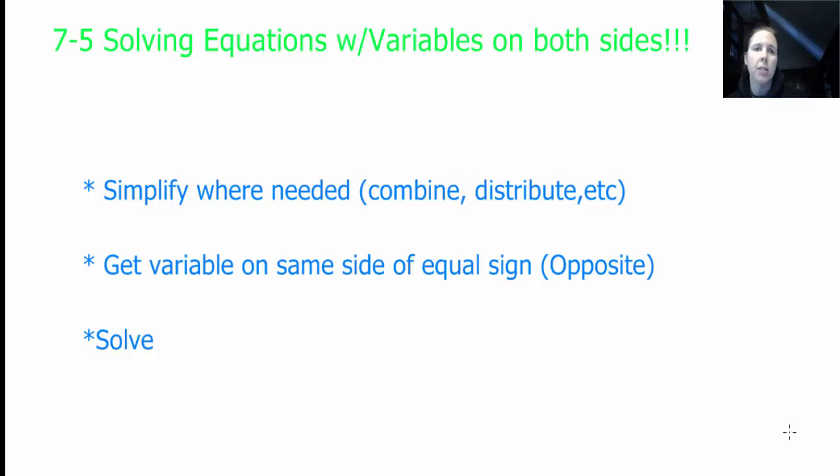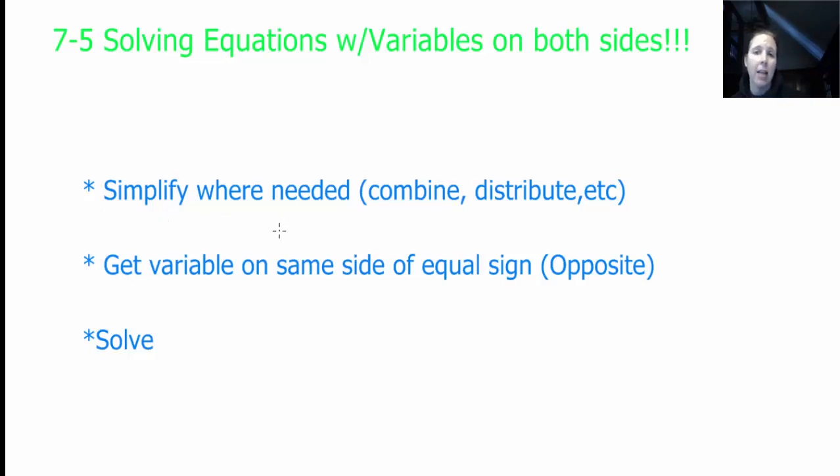Okay, today we're going to do 7-5, solving equations with variables on both sides. So now we've done one-step equations, two-step equations, multi-step equations, and now we're going to throw variables on both sides. It's going to be the same variable, but there will be variables on both sides of the equal sign. So with that, what you do is you simplify where needed.